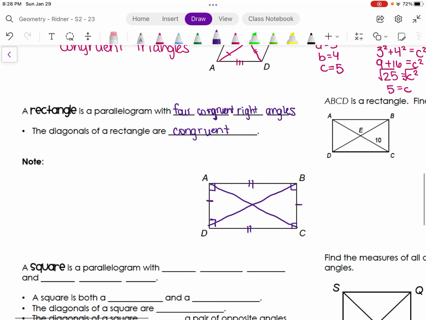The thing to note about a rectangle is that the diagonals make 4 isosceles triangles. Okay. So what that means is this side is congruent to that side. So there's your isosceles triangle. That side is congruent to that side. So that's another isosceles triangle and another isosceles triangle. That can help us solve for sides in a rectangle.